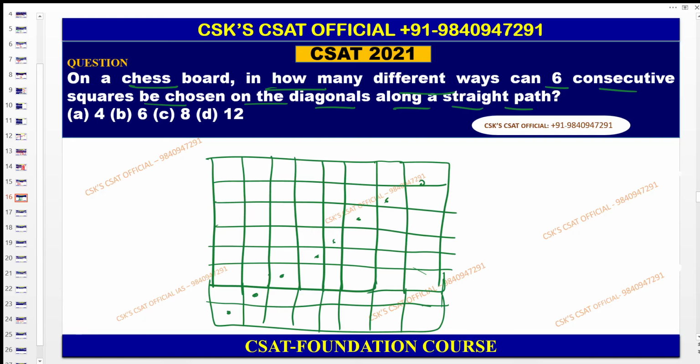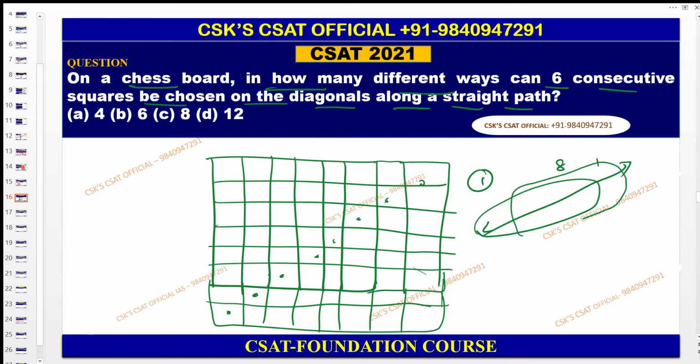How many different ways can 6 consecutive be chosen? So in a diagonal you do have the 8. We can form 6 from the 1. Another 2 is left here, right? 2 boxes left here. So there we can form by leaving 1 box from the below. So 1 here, 1 leaving, then you can form another. So therefore 3 ways you can make in one diagonal.